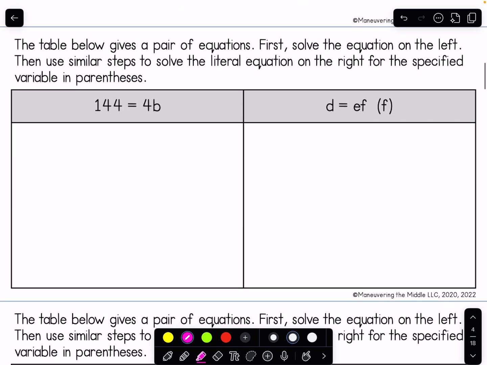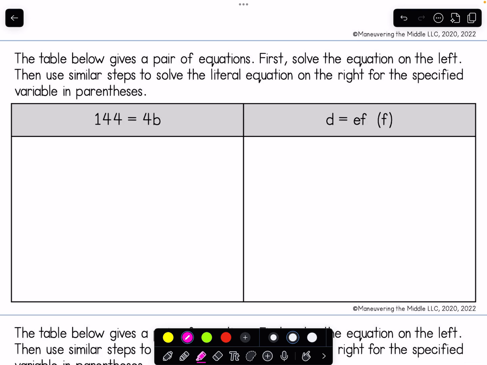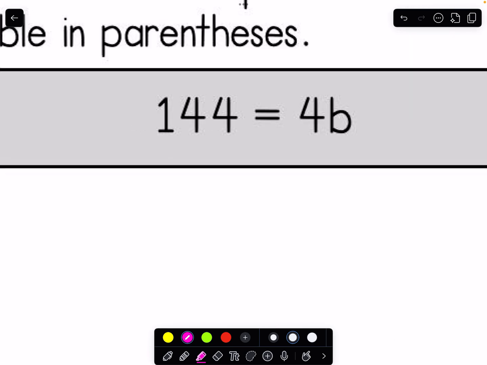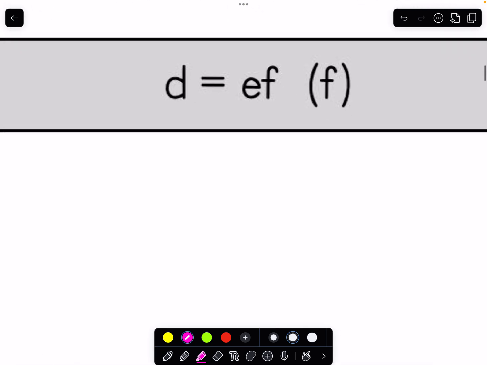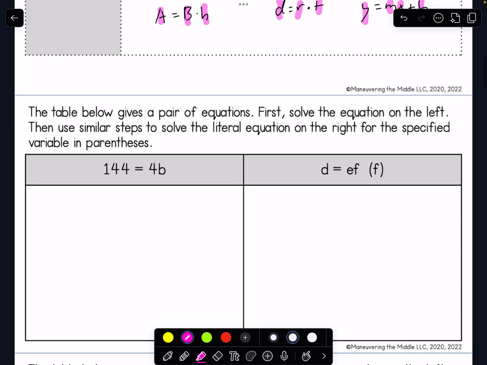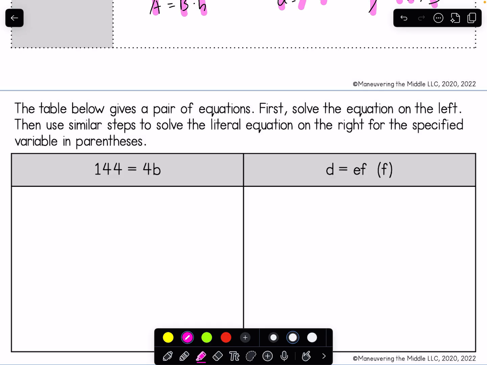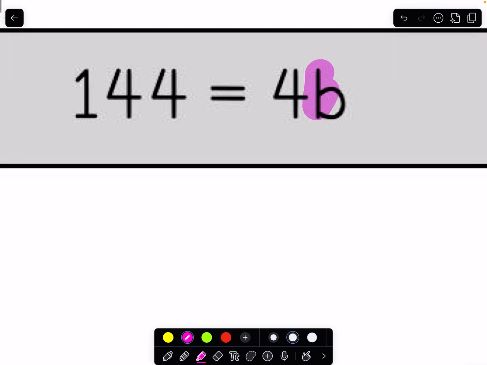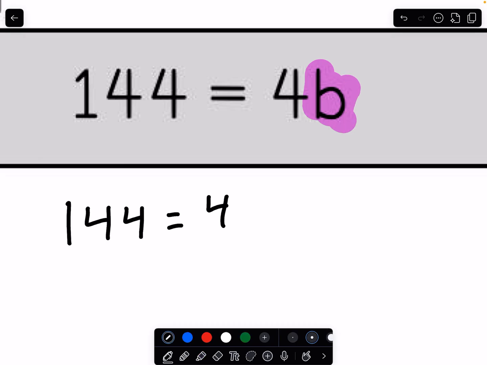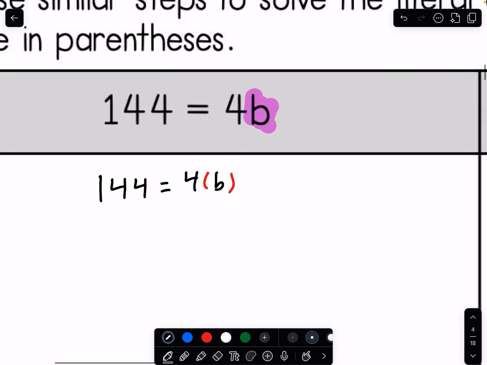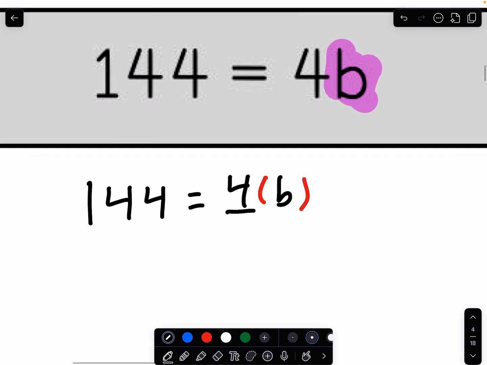I'm going to do a few examples with you, comparing a non-literal equation on the left with a literal equation on the right. And I'm going to show you the exact same steps on both sides. The only difference is one has one letter and one has many letters. Looking at the one on the left, we hopefully see that our only letter is B. To help us out, I'm going to put parentheses around what we are solving for. In this case, that is the letter B. And we hopefully should be pretty okay with how I get rid of this 4 out front.